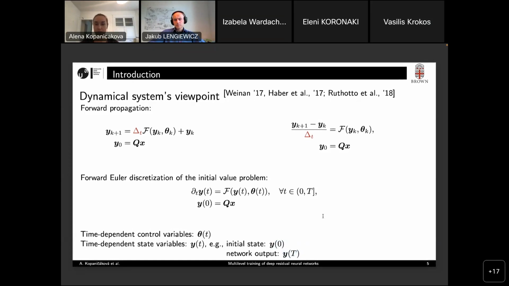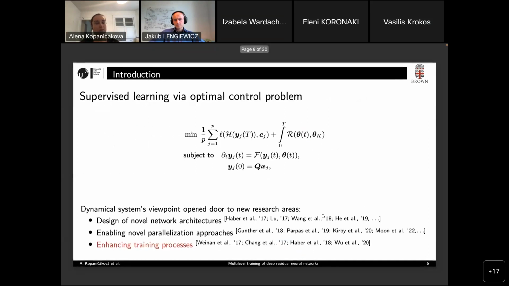So using this simple observation, we can transfer our supervised learning problem into a continuous optimal control problem. Here we are still minimizing our loss functional, but now we also introduce some constraint, which is this ODE, which we obtained in the previous slide. And this constraint will enforce how we obtain the result of our forward propagation.